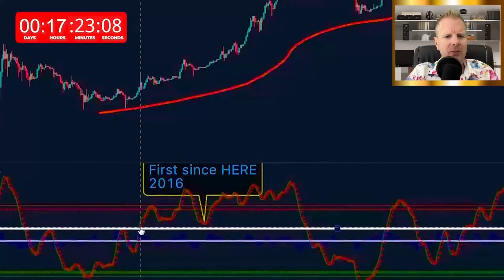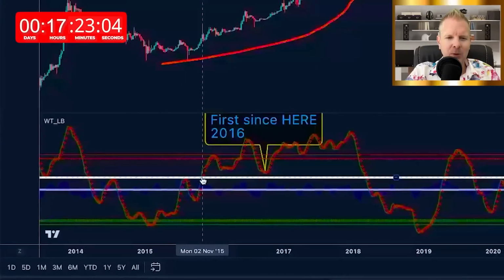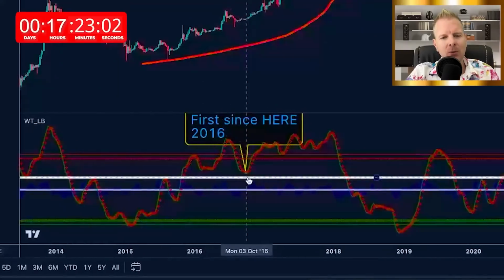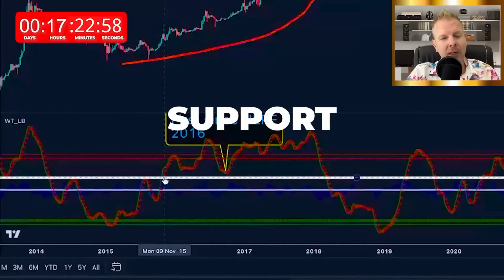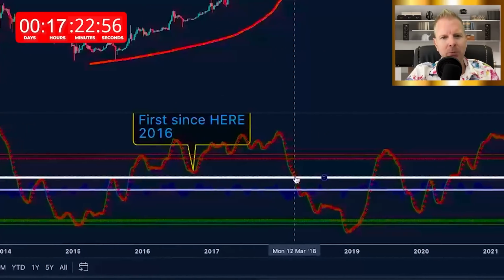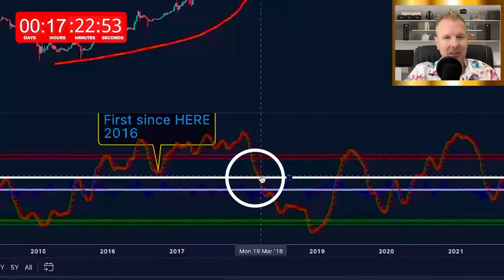Once we were above this white line, we entered what's called phase one of the bull. And phase one of the bull will continue so long that we hold this white line as support. Phase one of the bull, or any bull, will end as soon as we break this white line. It's that simple, right?